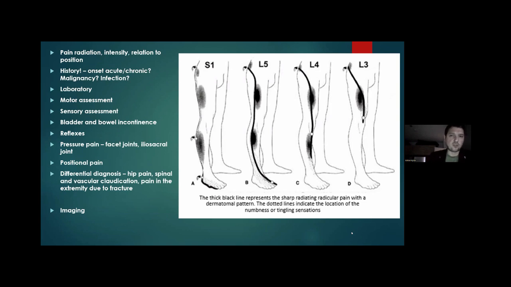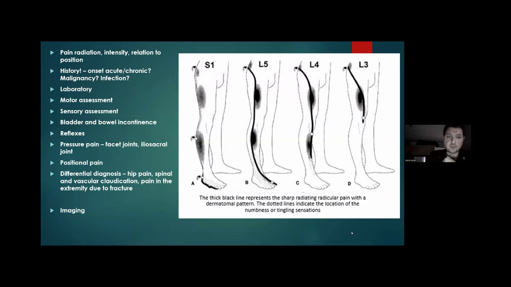Laboratory, motor and sensory assessment, bladder and bowel incontinence questions, reflexes. Are there any pressure pains, for example, in facet joints or the iliosacral joint? Is it a positional pain? And the differential diagnosis always needs to include hip pain. We have a lot of patients who have positive so-called Lasègue signs, and they actually have a hip problem. For neurosurgeons, it's sometimes not easy to think of hip problems. That is mostly the case in orthopedic surgeons.